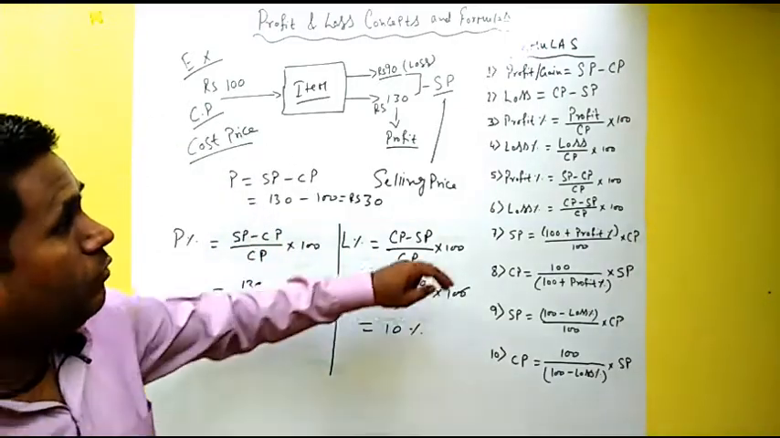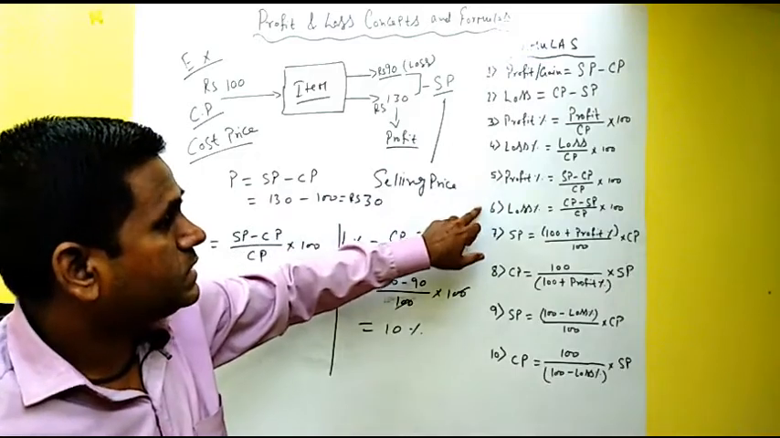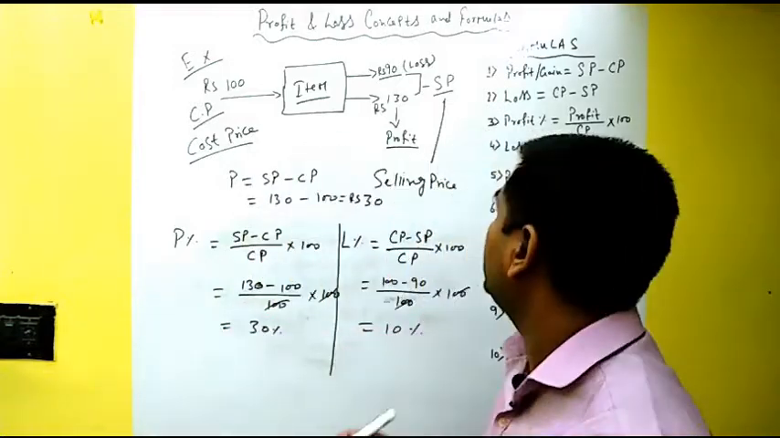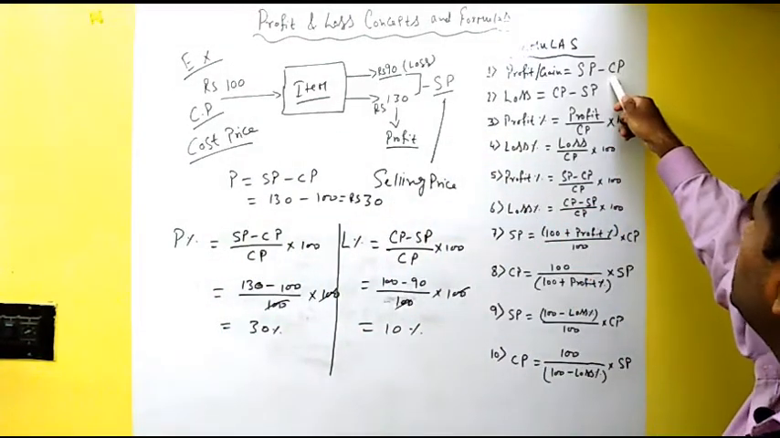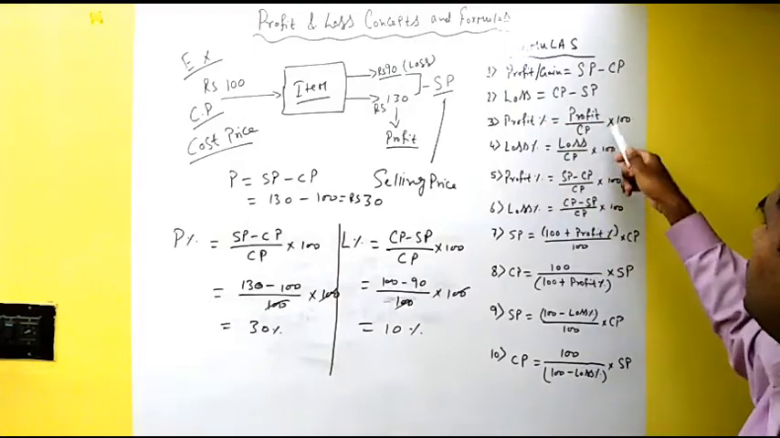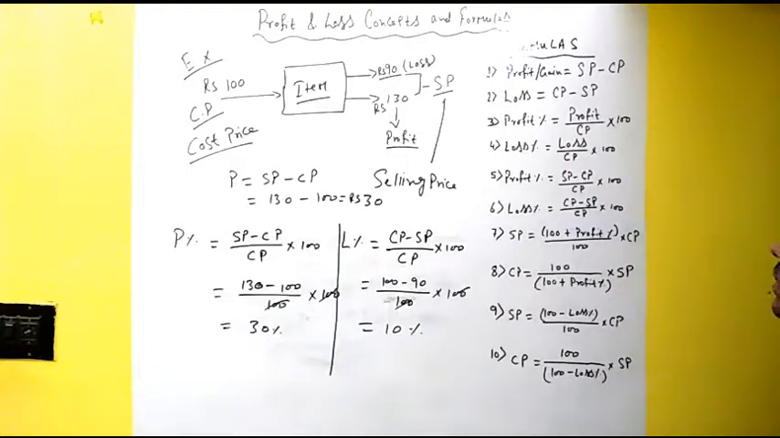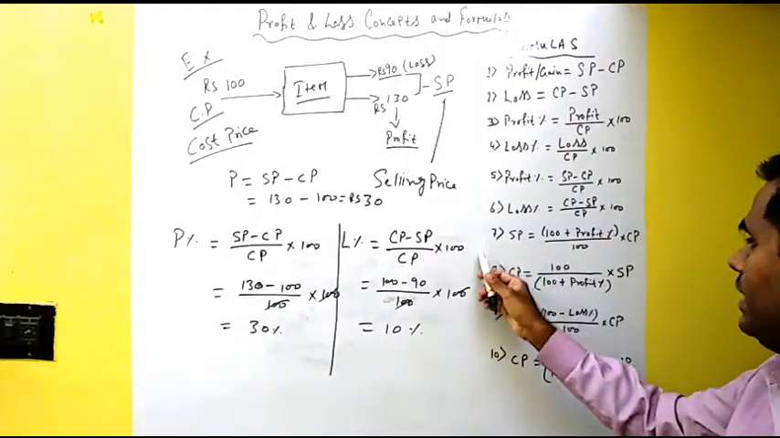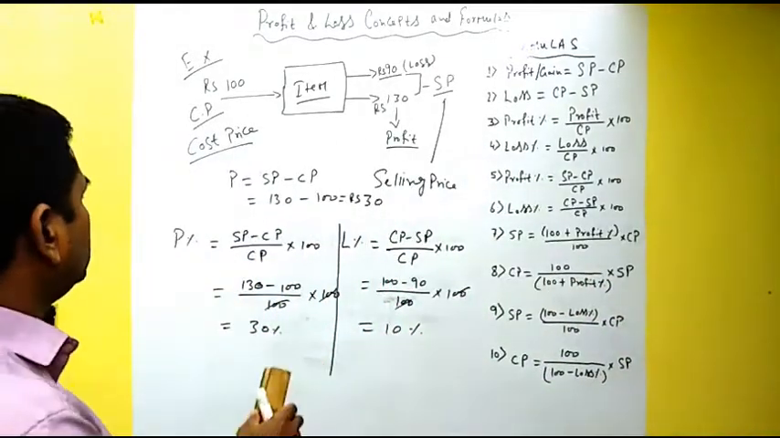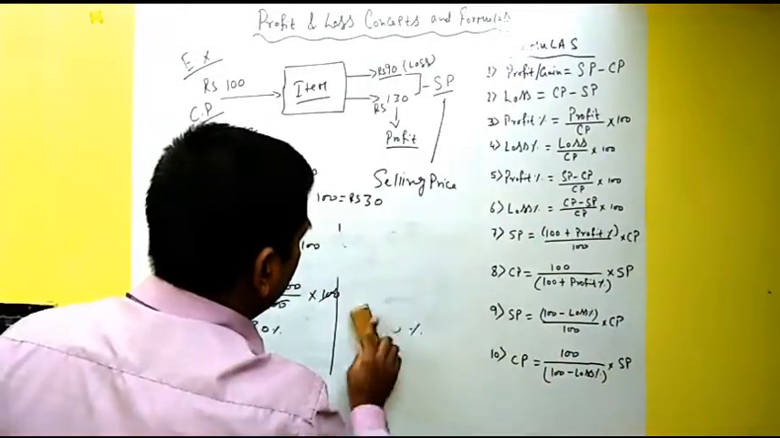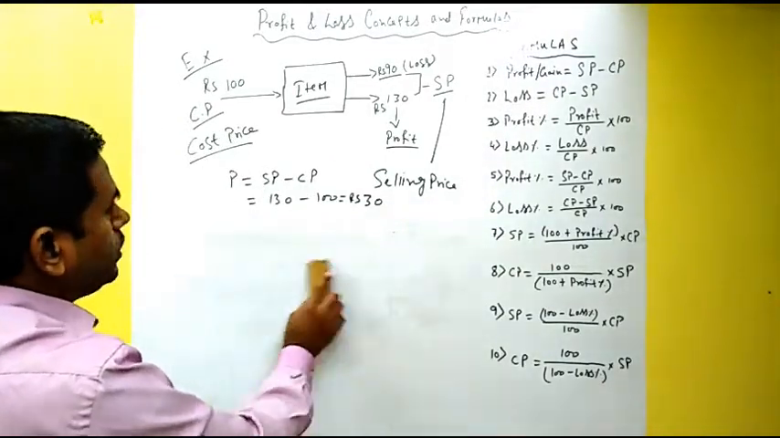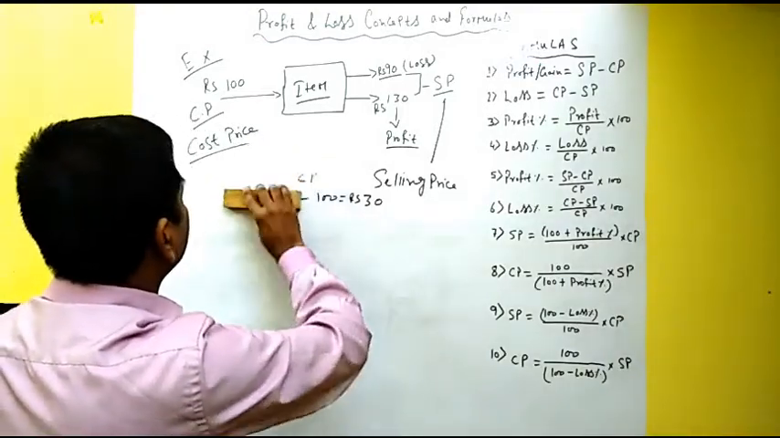So formulas 3 and 5, and 4 and 6, are the same. The only thing done here is that the profit is replaced with the profit formula and the loss is replaced with the loss formula. So now we have covered all the 6 formulas. Now let us see the remaining formulas. For the remaining formulas, let me erase this also.